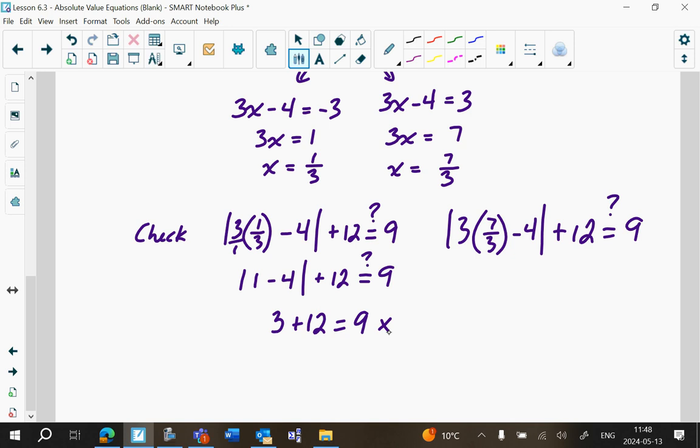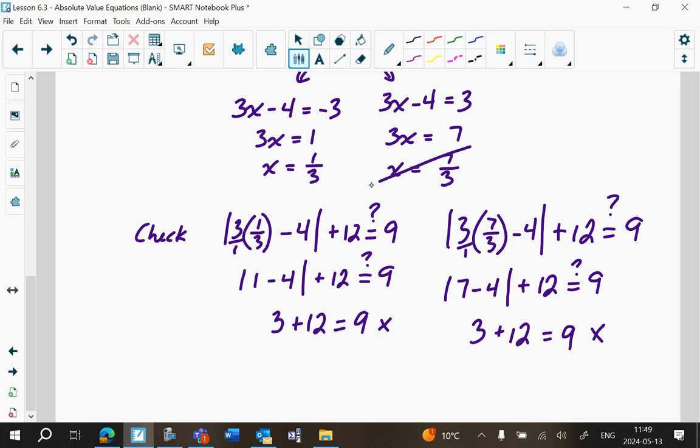This one, 3 times 7 over 3, gives us 7 minus 4 plus 12. Does that equal 9? 7 minus 4 is 3, the absolute value of 3. And once again, I get 3 plus 12 equals 9? What is my answer? No solution.